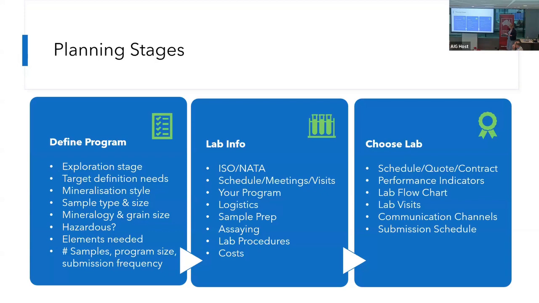Then lab schedules, meeting and visiting the lab, and possibly industry references can be used to assist your decision making. Outlining your program to the lab can assist appropriate methodology selection. Other potential queries to assist your decision making may include the logistics of getting samples to the lab, the turnaround.